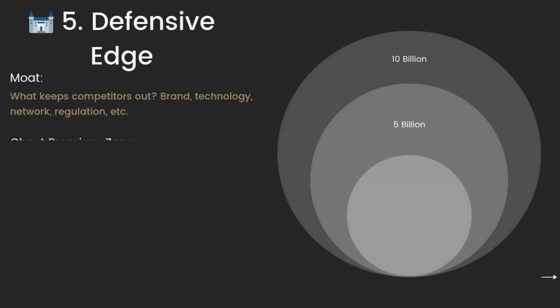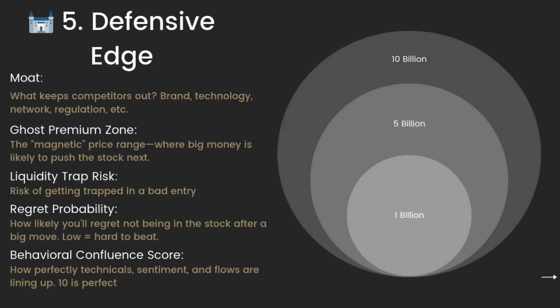Now, let's get into our 5th pillar, which is the defensive edge, right? This is essentially the moat. This is essentially what protects the business from its competitors. What sets this company apart from its competitors? And I give you a behavioral and a technical read on the company. So for the moat, this is literally what keeps competitors out. Is it the brand, the technology, the network, regulation, the way that they're interacting with different farmers in the space?